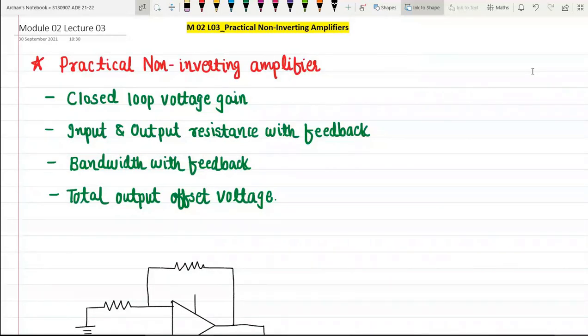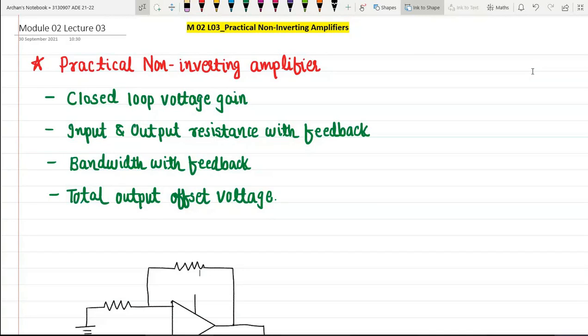So, we will see some enhancement in the values of closed loop voltage gain, input resistances, output resistances, bandwidth, as well as total output offset voltage, right? And we have verified this using one simple example of inverting amplifier. Now in today's session we are going to discuss about practical non-inverting amplifier.